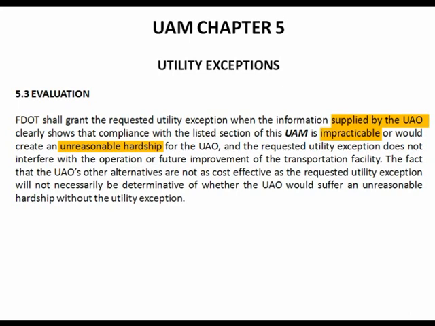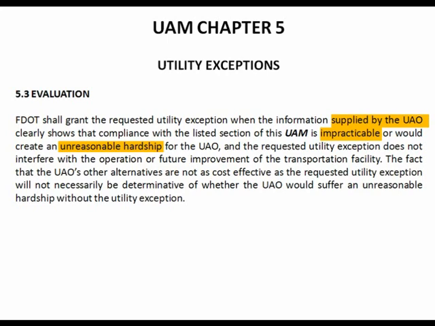The key words are "supplied by the UAO." The utility has to supply it. They have to request it. They have to show that it is impracticable or an unreasonable hardship. Those are things that our designer can't speak to. He's already done a design. He's already determined it should move. He cannot justify it with a design exception. If it could have been justified by a design exception, he should have justified it with a design exception and never obligated the utility to move.